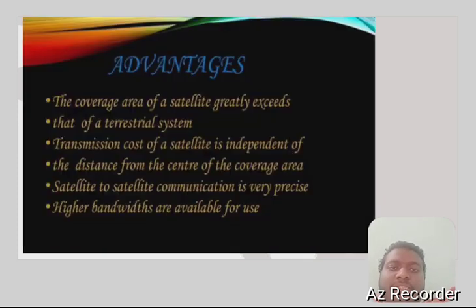Let's see the advantages of satellite communication. The coverage area of the satellite greatly exceeds that of the terrestrial system. Transmission cost of a satellite is independent of the distance from the center of the coverage area. Satellite to satellite communication is very precise, with high bandwidth, and is advisable for the users.